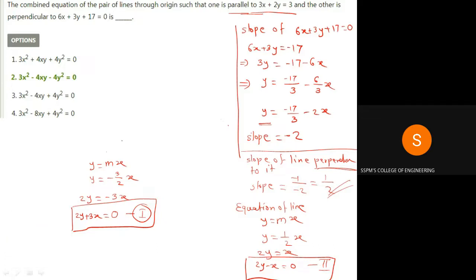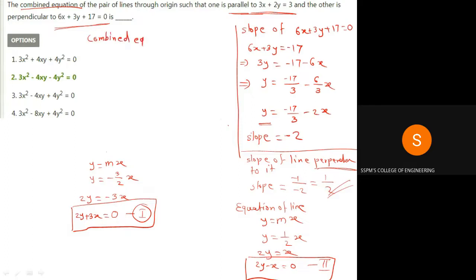Now we have found both the equations. So now we have to find the combined equation of the lines. Now we just found both the equations: the equation for the line parallel to 3x plus 2y plus 3 is equal to 0, and the other one is the equation of the line which is perpendicular to this line. So both the equations are here, 1 and 2. And now we have to find the combined equation. How do you find the combined equation?